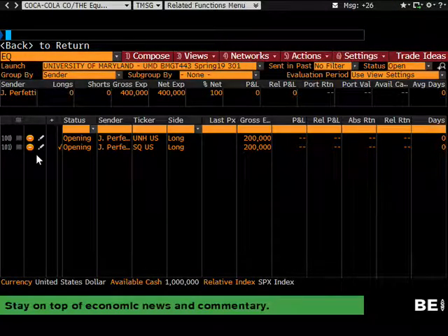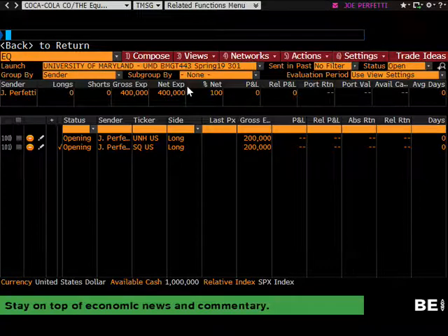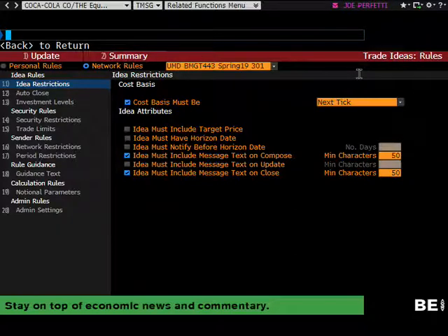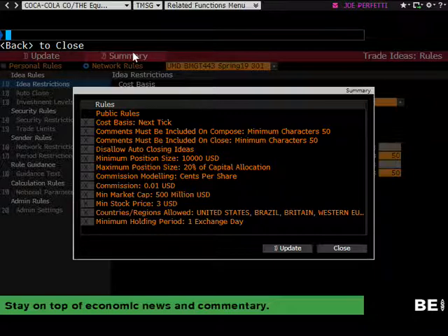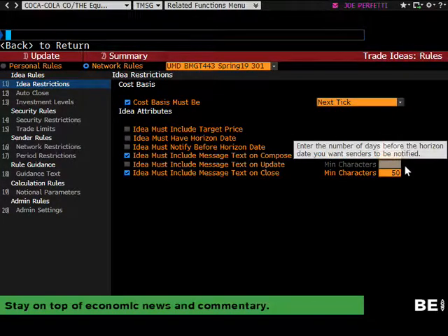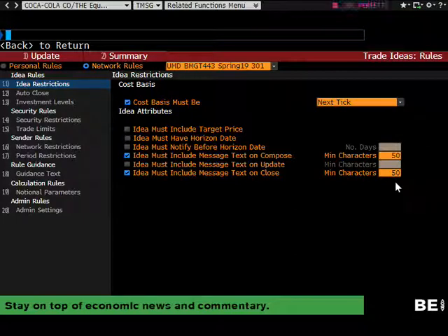Okay, few more rules that matter. When you're in here, you can go to settings. You can actually see the rules that I put in place. And there's a summary of the rules over here, which I've also put on Elms. But basically, these are the key rules. Number 1, cost basis. This is next tick, which basically means you're doing market orders. You're not doing limit orders. Okay, and you got to put in 50 characters to buy or sell. Won't let you do it unless you type in the 50 characters.